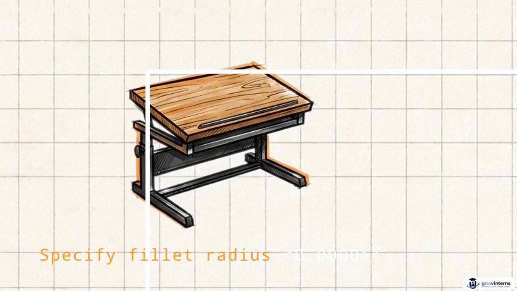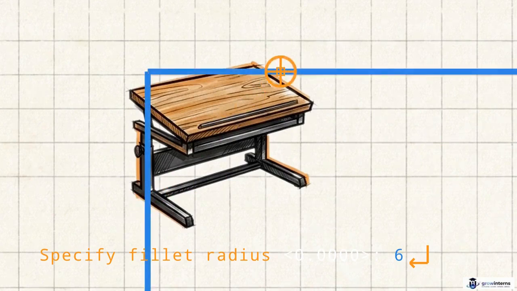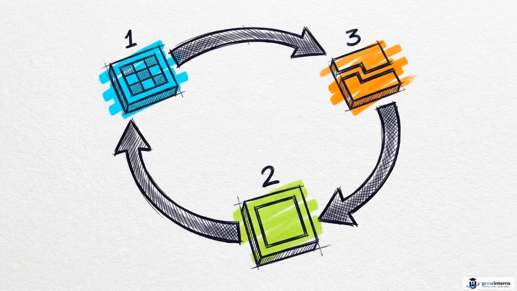It is prompting us to specify a radius value before we can do anything else. We type in our numerical radius and press Enter. Then we click the two lines forming the corner to melt them together into a perfectly smooth curve. This graphic summarizes the core drafting loop you've practiced today. You set up your constraints, draw basic shapes, and then modify them.